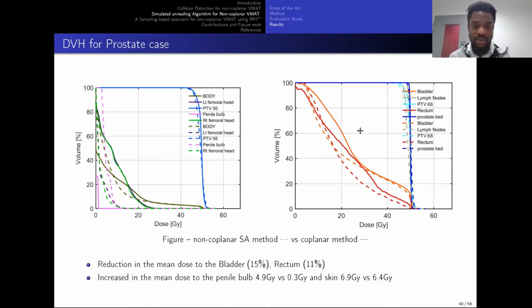We have an increase in the mean dose to the penile bulb when we compare to the coplanar method, because in the coplanar method the trajectory is fixed. So this is an outlier case where you have one organ at risk which performs very well on this specific trajectory. But generally, the non-coplanar simulated method performs very well when shown on any different case.